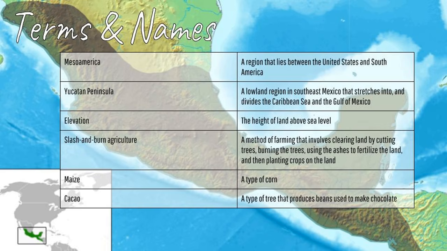Just a reminder, you are going to have a vocab podcast quiz on this coming up pretty soon. And the terms are Mesoamerica, Yucatan Peninsula, elevation, slash and burn agriculture, maize, and cacao.